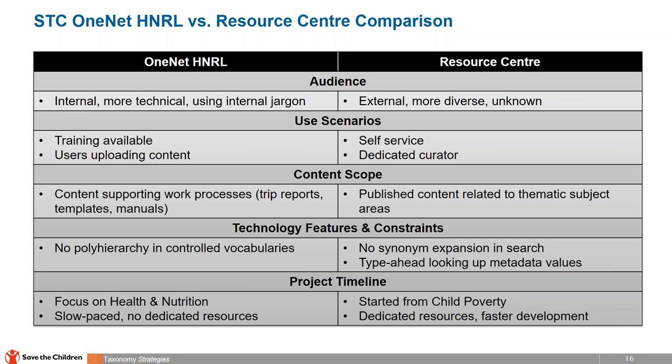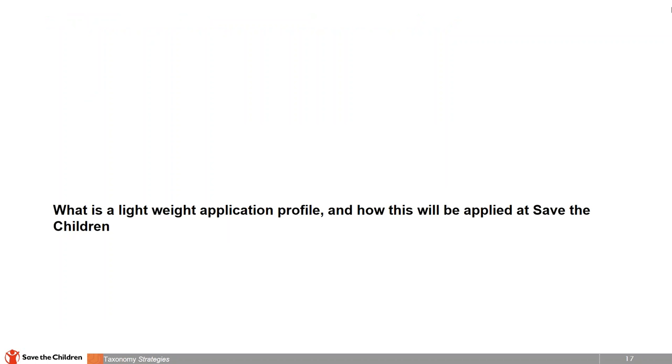And also, we didn't work on the same timeline. Resource Center had dedicated resources and it was very fast paced, while Resource Library was very slow paced. We had some delays and no dedicated resources, so we are lagging behind them. And also, both started from a small subject area with the intention to expand it in the future. Resource Center started from child poverty, and our library from health and nutrition, both with the intention to expand to all thematic areas in the future. And now I am passing it back to Joseph, who will talk about what exactly we did.